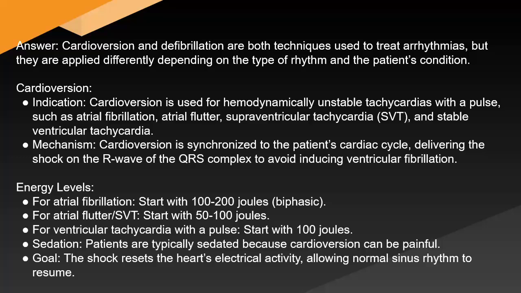Energy levels: for atrial fibrillation, start with 100-200 joules biphasic. For atrial flutter, start with 50-100 joules. For ventricular tachycardia with a pulse, start with 100 joules. Sedation: patients are typically sedated because cardioversion can be painful. Goal: the shock resets the heart's electrical activity, allowing normal sinus rhythm to resume.